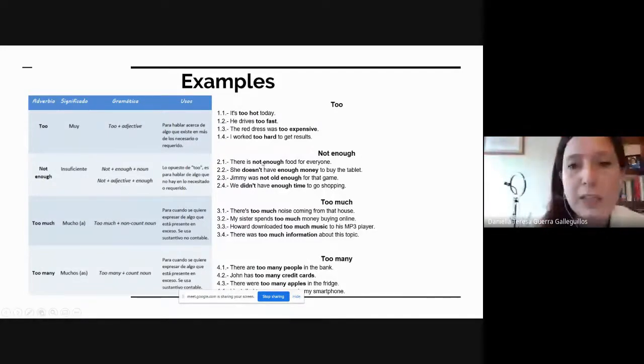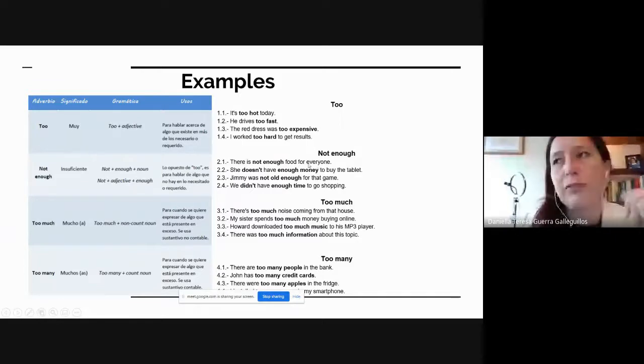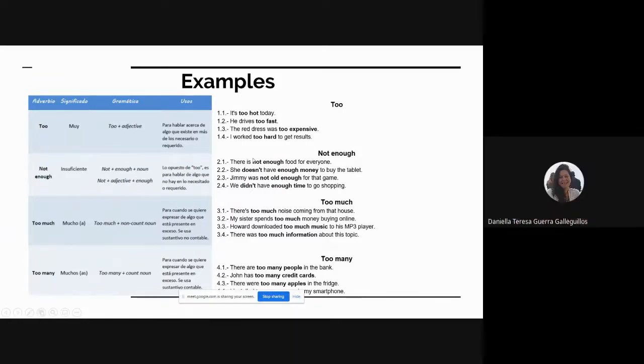Por ejemplo, there is not enough food for everyone. O si le sacamos el not, va a significar suficiente. There is enough food for everyone. Si yo digo, there is enough food for everyone, digo que hay suficiente comida para todos. Si lo hago negativo, digo, there is not enough food for everyone. No hay suficiente comida para todos.